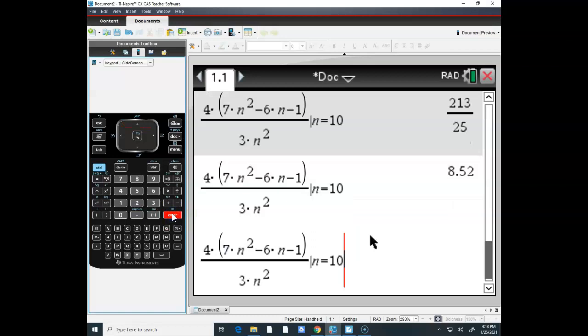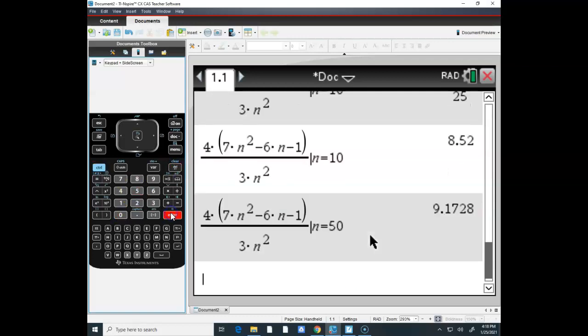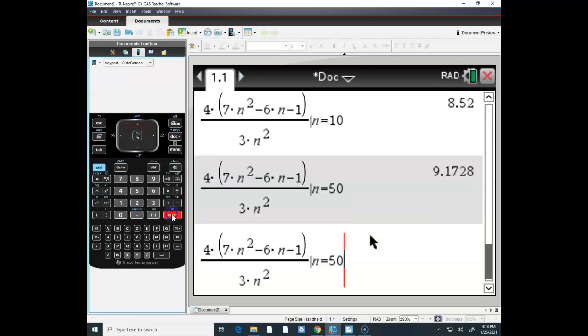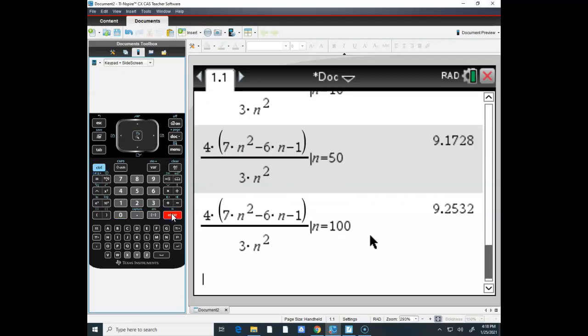And let's say I came up and I grabbed that again. And I said, let's let n equal 50 it was next, right? Delete, delete, delete gives me 50. And then if I say Control Enter, 9.173. Boy, that one looks familiar too for my n equals 50. If I came up here and I ended up making n be 100. Okay? When n was 100, we got 9.253.